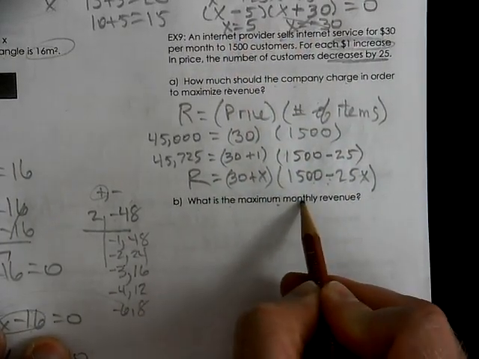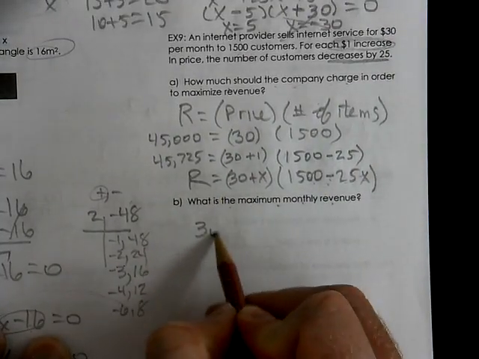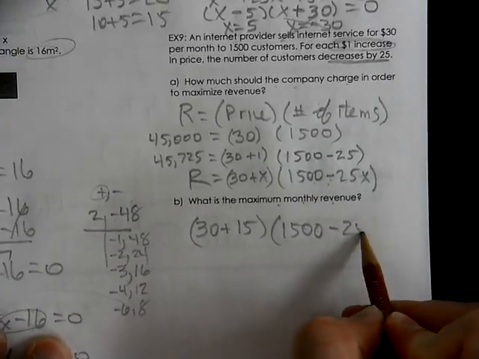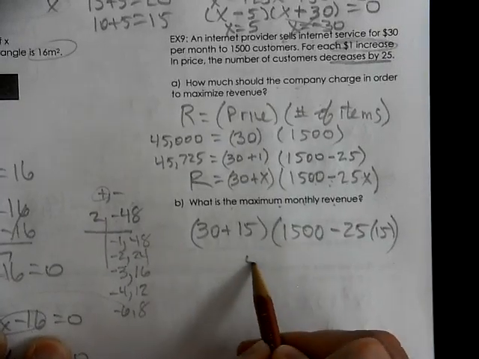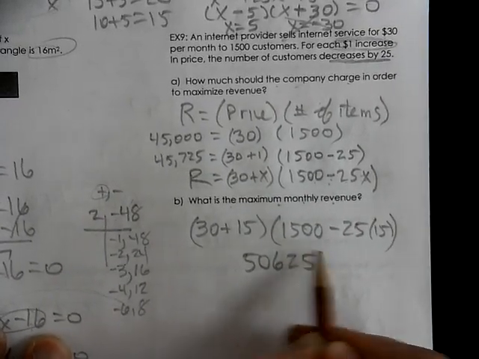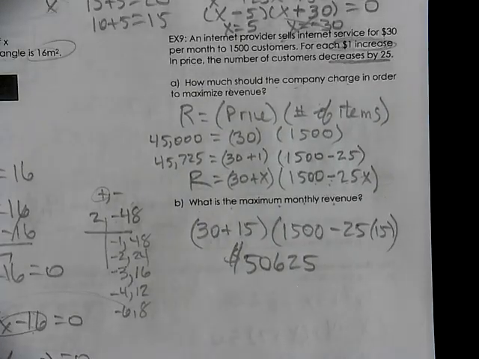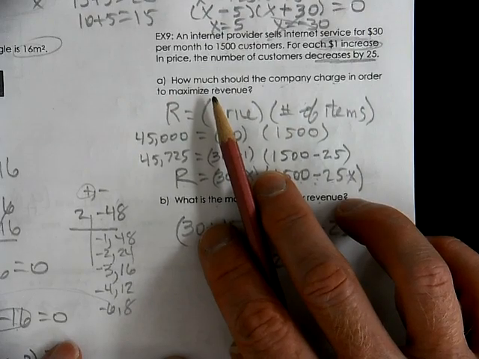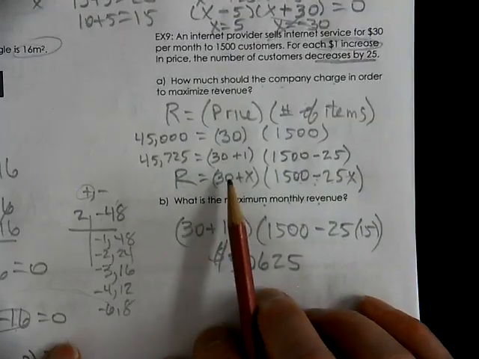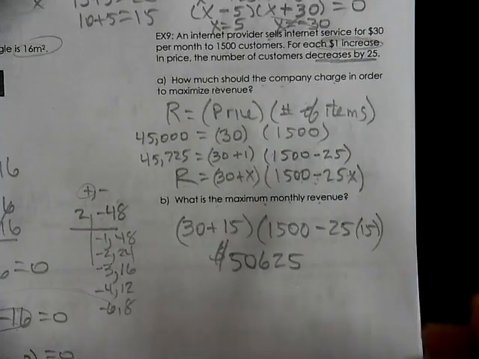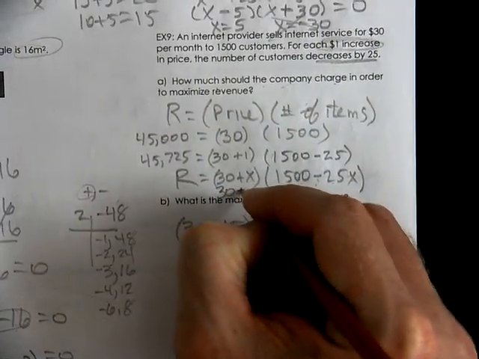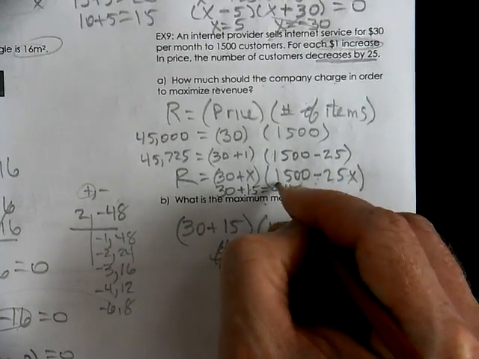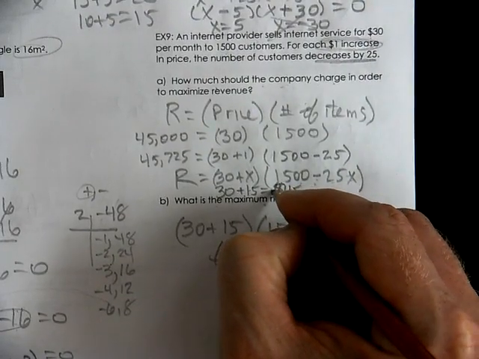So what is the maximum monthly revenue? Well, that's going to be 30 plus 15, and 1,500 minus 25 times 15. That's 50,625. How much should the company charge to maximize the revenue? Well, the price was 30 plus the 15. So 30 plus the 15 gives us $45. That's what would maximize our revenue.